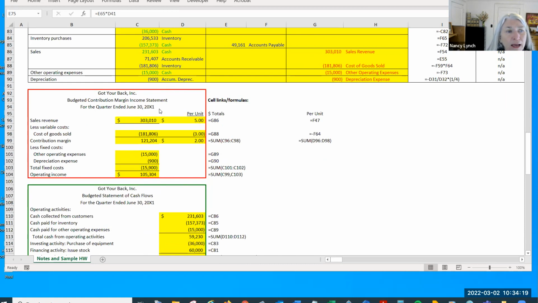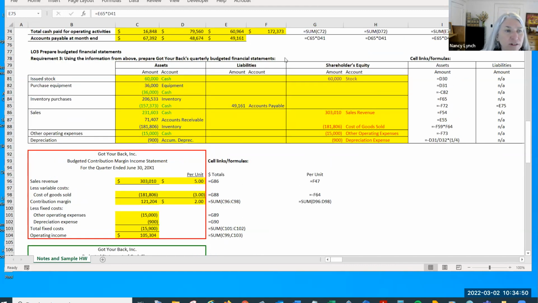This way I can flex this budget, meaning I can change the quantity so that I can determine what is the effect on my operating income if I were to increase my quantity by 1%, 10%, whatever it might be, or what is my break even? All kinds of questions could be answered using this type of format. But let's go through how we get this information.